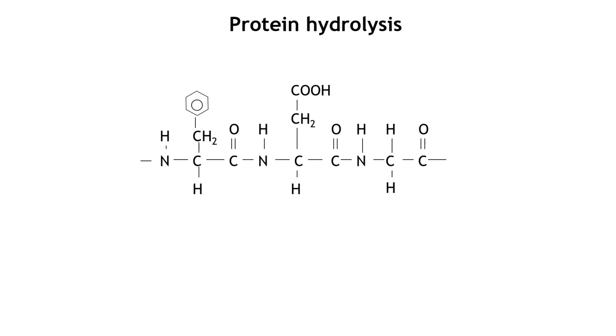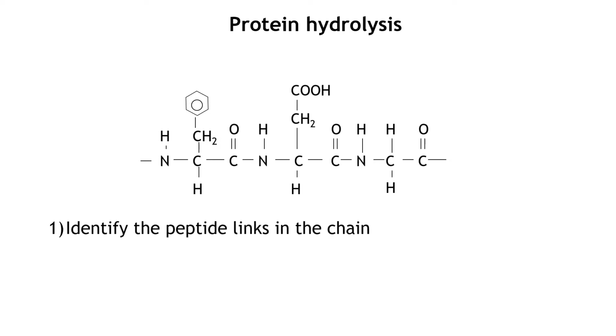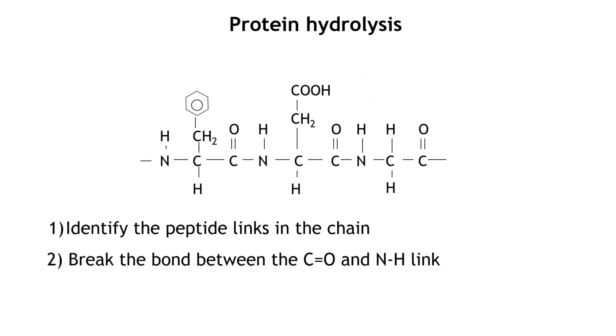The first step in determining the amino acids that form this section of protein is to identify the peptide links. So the peptide links are shown here. Once you've identified the peptide links, we need to break the bond between the C double bond O and the NH. This is the bond that breaks when we do the hydrolysis.